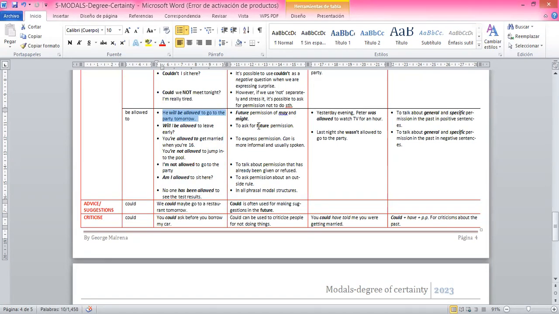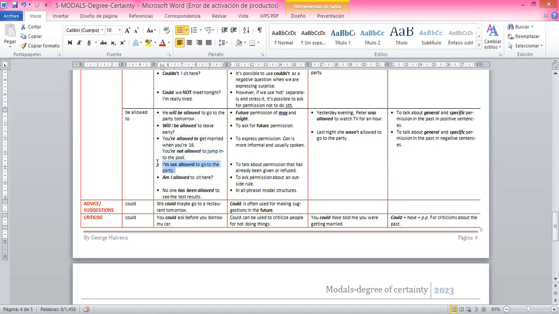Okay, understand? The second one, it's a future, right? But in that case it is a question: will I be allowed to leave early? Because you are asking for future permission. The permission is not for the moment, it's for the future, right? And the other one, you're allowed to get married when you're 16. You're expressing permission in that case. And in this one, you're not allowed to jump in the pool.